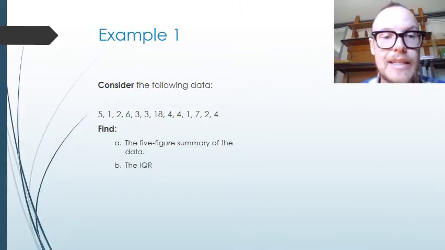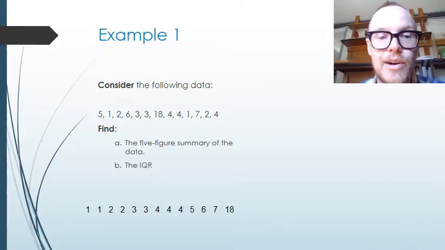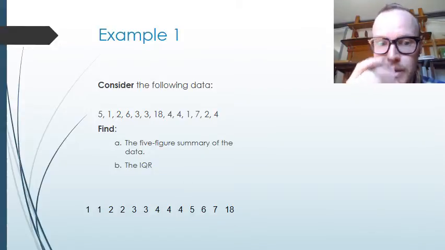So let's look at an example now. We've got a data set here and we're asked to find the 5-figure summary. That's the minimum and maximum values, and Q1, Q2 and Q3. That's the lower quartile, the median and the upper quartile. And then we're asked to find the IQR. Firstly, we need to order our data from lowest to highest. We've done that here.